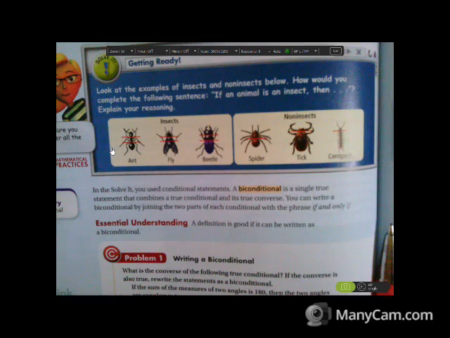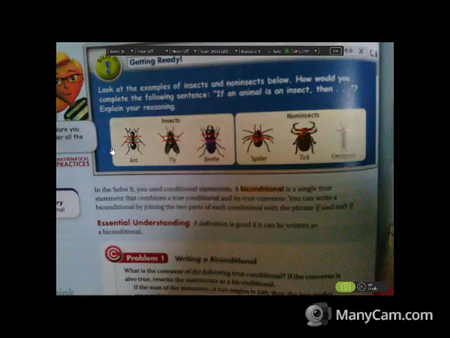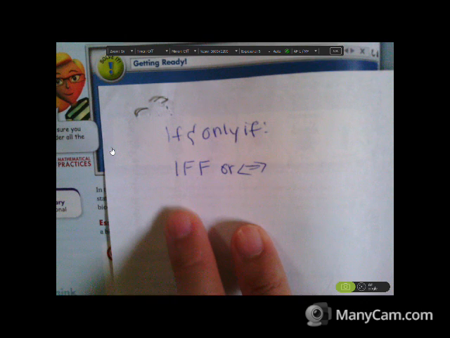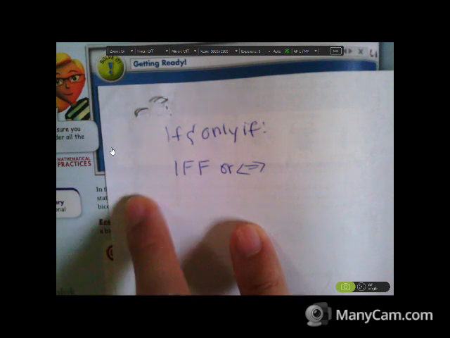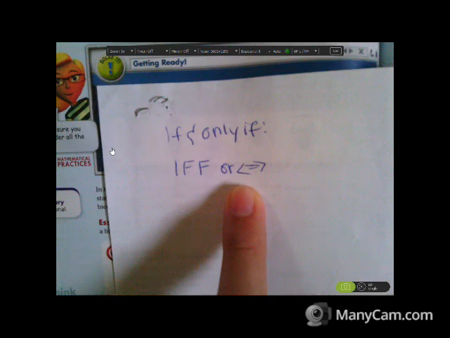As we look into these pictures and go through this section, we're leaning into biconditional now. That's when a statement and its converse are true. It can go both ways. So it's an if and only if. An if and only if can be rewritten as IFF, all capital, or a double arrow.